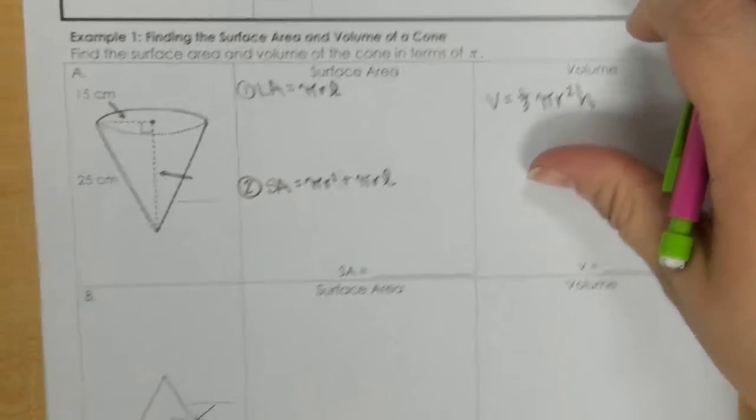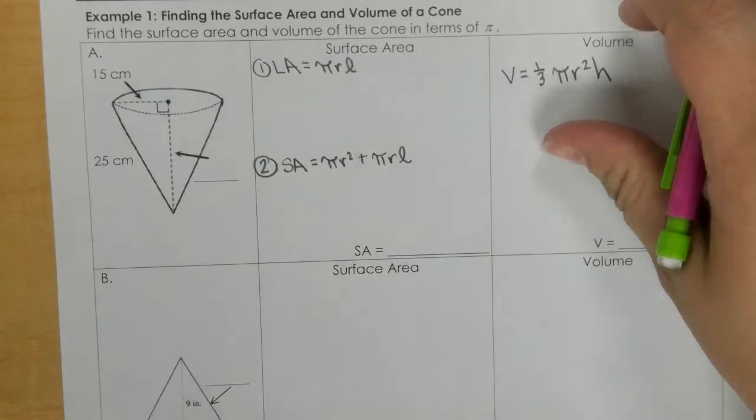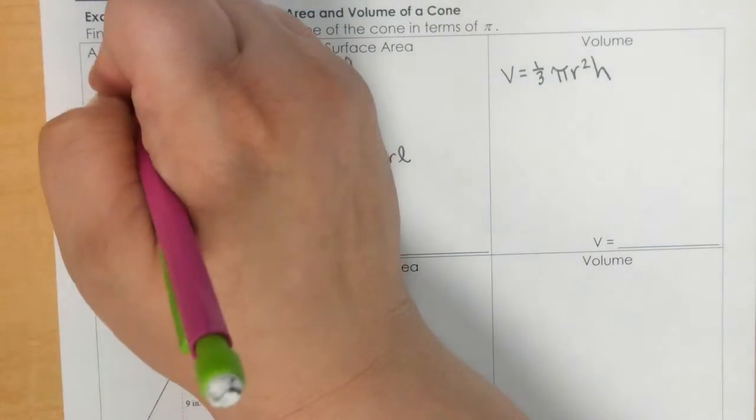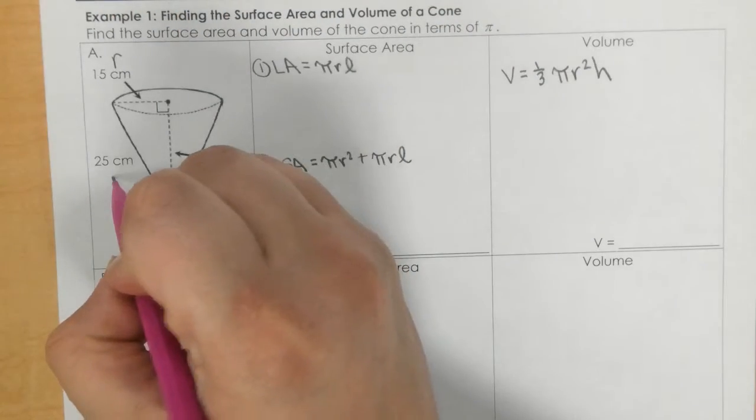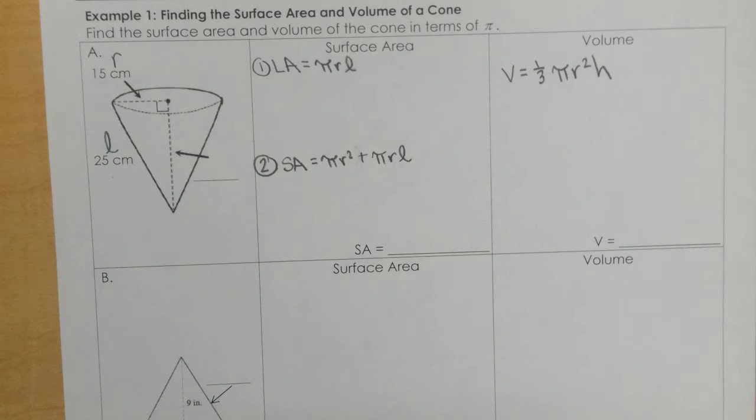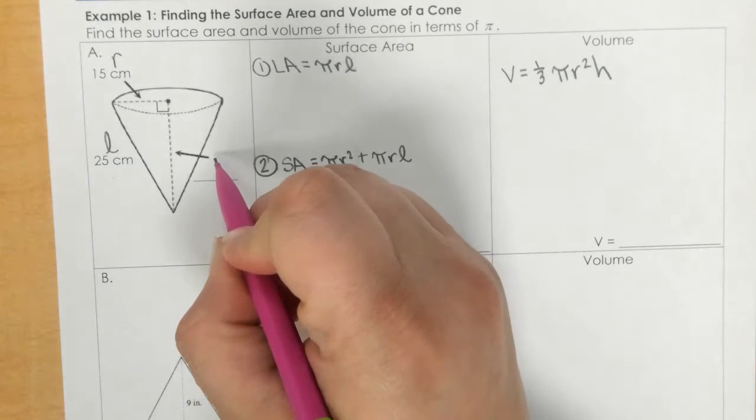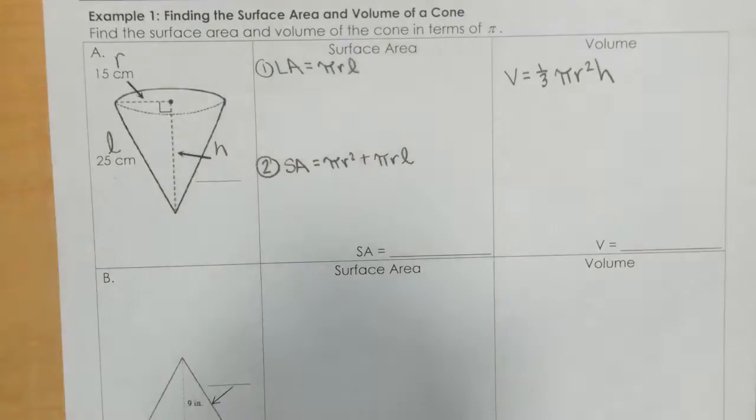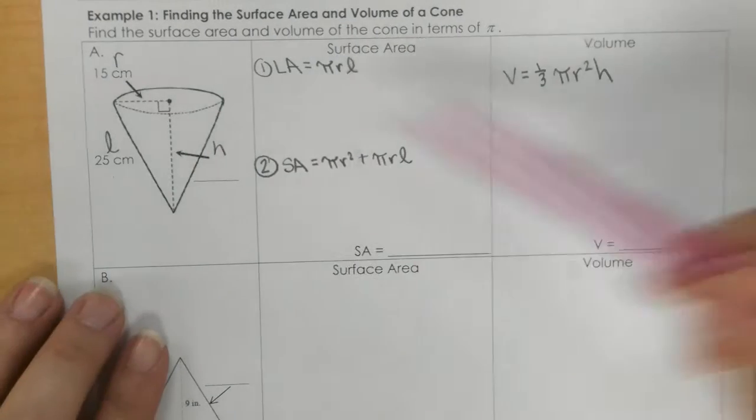So down in letter A, we're going to go ahead and label what we have. We know that 15 is our radius, that 25 is our slant height, usually drawn with a cursive L to differentiate between a 1 and like a lowercase l. Then our height is unknown. We need to find that first. Okay, so we'll do that when we get to volume.